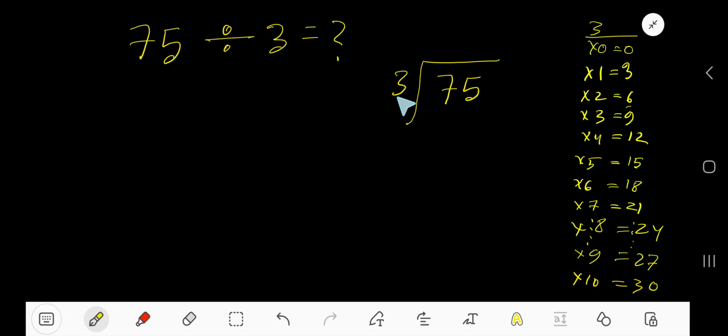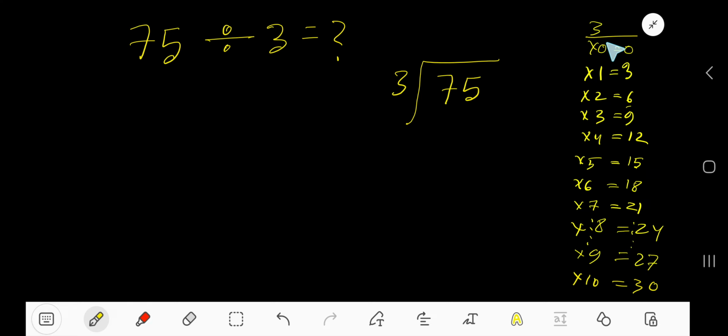75 divided by 3. Here 3 is a divisor, so we need the multiplication table of 3. 3 times 0 is 0, 3 times 1 is 3, 3 times 2 is 6, 3 times 3 is 9, 3 times 4 is 12, 3 times 5 is 15, 3 times 6 is 18, 3 times 7 is 21, 3 times 8 is 24, 3 times 9 is 27.